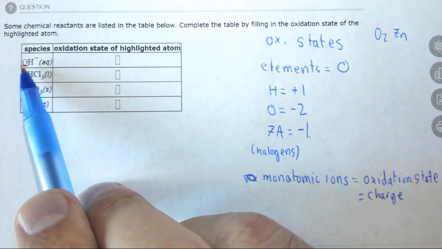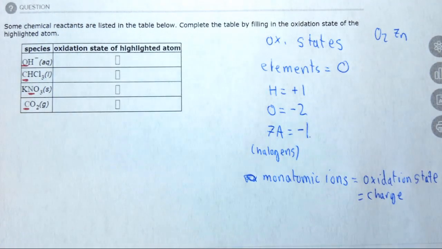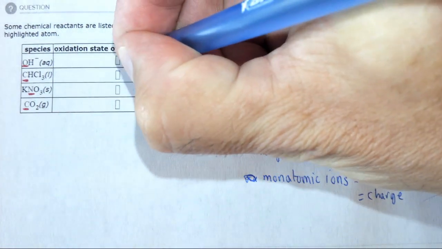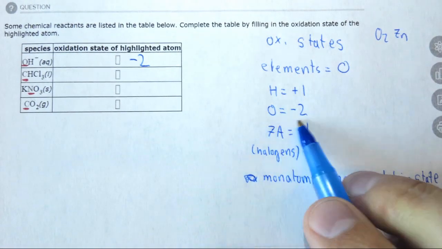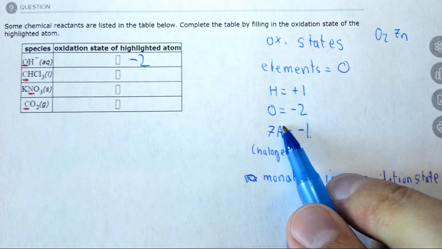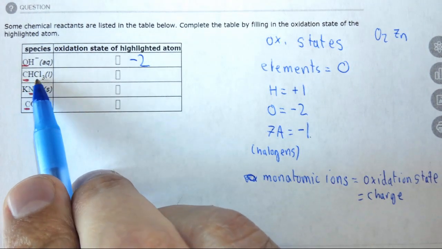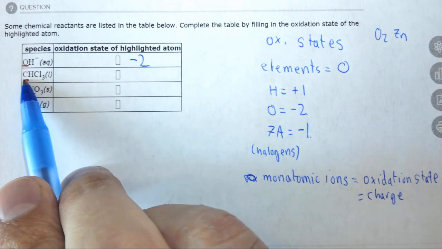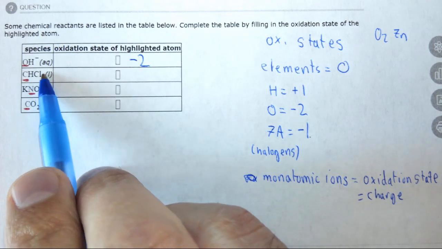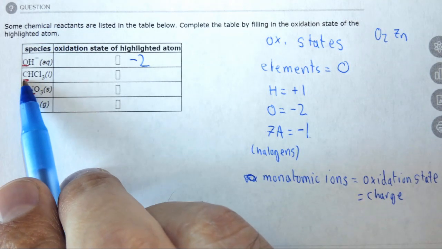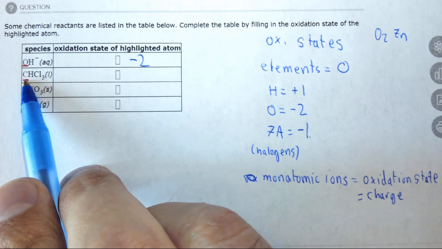So here we have O bonded to H and a minus charge. So oxygen here is going to have a -2 oxidation state. It's one of the ones on the list. In the next case, we have CHCl3, and we want to know the oxidation state on carbon. Notice that this is a neutral compound, this is a covalent compound, so carbon doesn't have a charge, but it does have an oxidation state. We're going to try to figure it out.